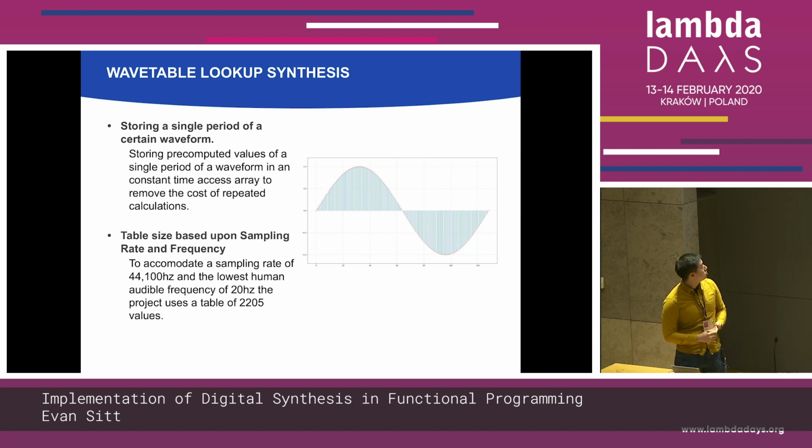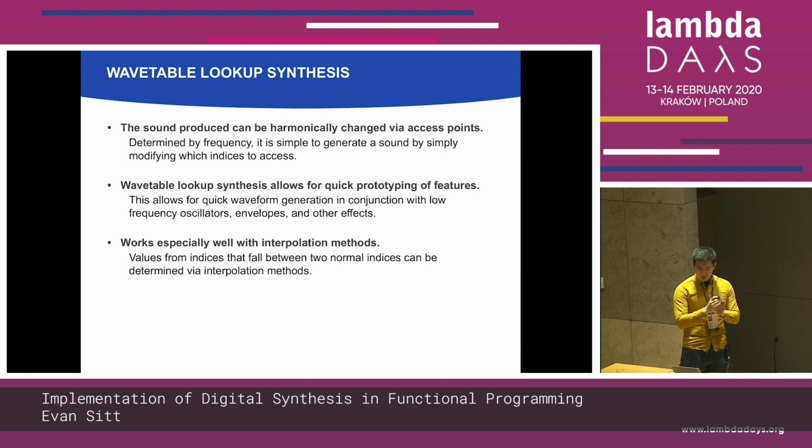So what we do is what's called wavetable. We pre-compute a certain set of values, and this set of values is based on our sampling rate. So in this case, for our specific project, we use the sampling rate of 44,100 hertz, and we accommodate the lowest human audible frequency of 20 hertz, so that we use a table of 2,000 values. After this, you use these values, so this is sort of a visualized way to see these values. We store them in, in our case, a constant time direct access array, so that when you access each value, you don't have to go through every single value. You can just go straight there.